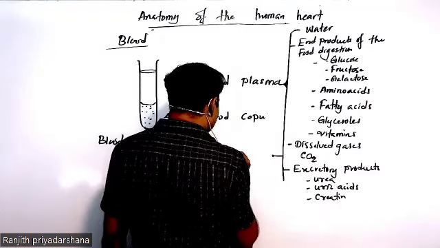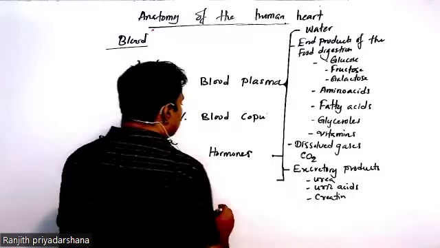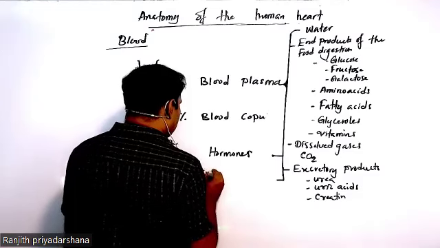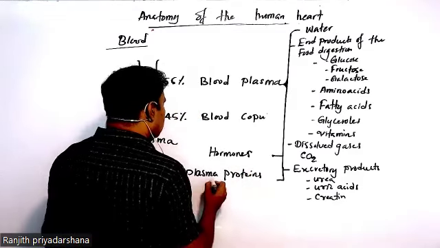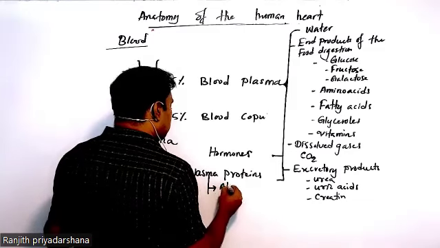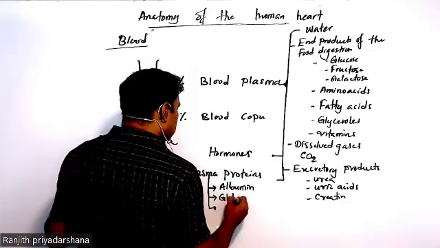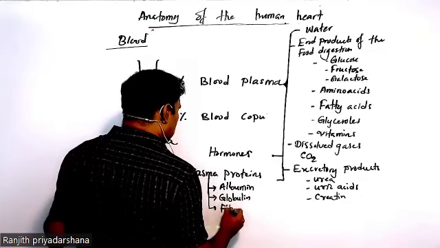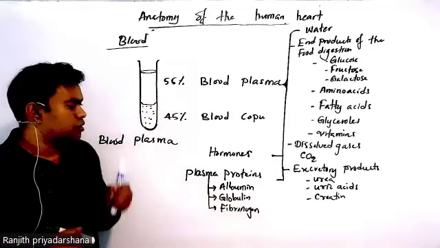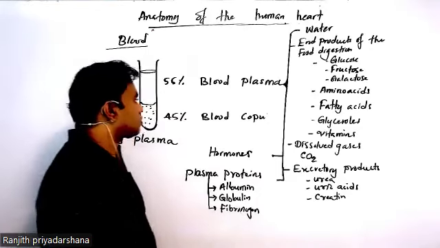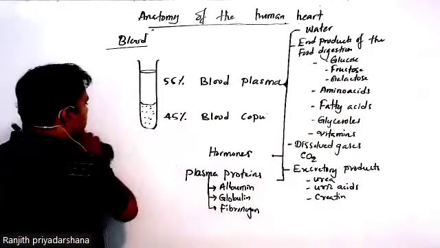Hormones. Hormones are also in your blood plasma. Another one, plasma proteins, very important. Plasma proteins. So you have to keep that in your mind. These plasma proteins: albumin, globulin, and fibrinogen. Albumin, globulin, fibrinogen, these plasma proteins exist in blood plasma. All right. Next, we are going to study blood corpuscles. That means blood cells.